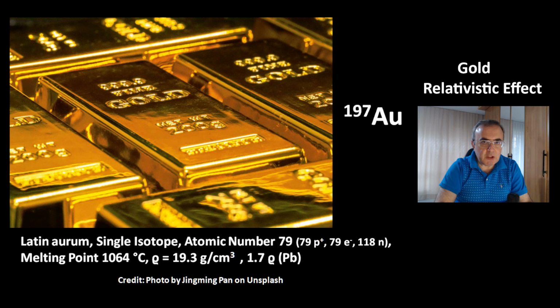This is a typical phenomenon with heavy elements. They have many more neutrons than protons. Neutrons are glue for the core, nuclear core, and for the heavy elements you need more neutrons. Melting point is 1064 degrees Celsius, and the density is 70% higher than that of lead.